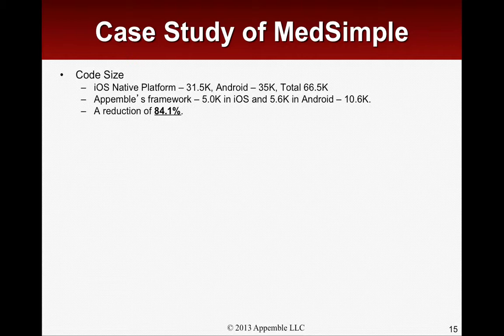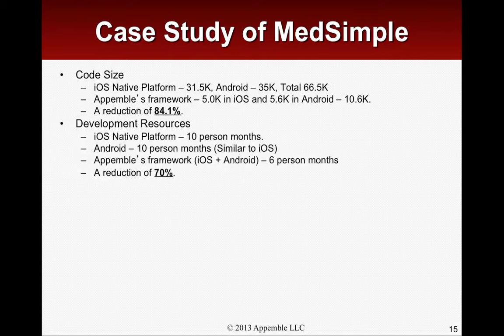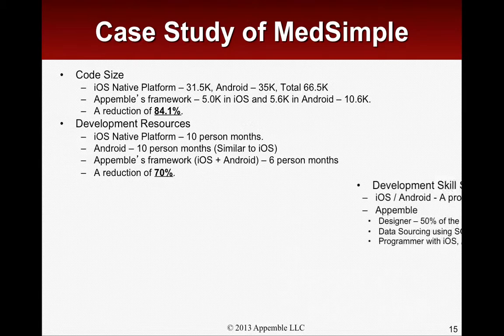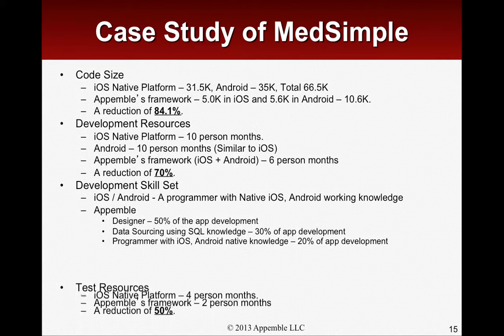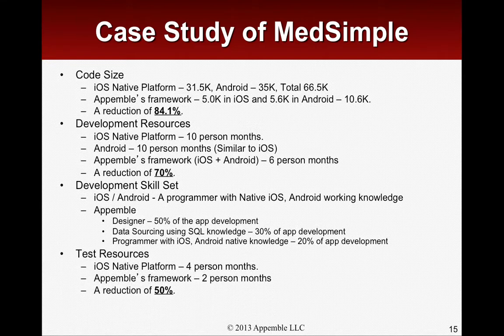We saw that we were able to achieve a code reduction of 84%. Development resources were cut down by 70%. Development skill set was also distributed between the designer and the engineering team. So our designer could develop more than 50% of the app by herself. And testing resources saw a reduction of about 50%.